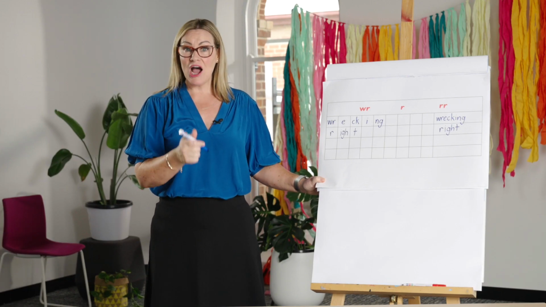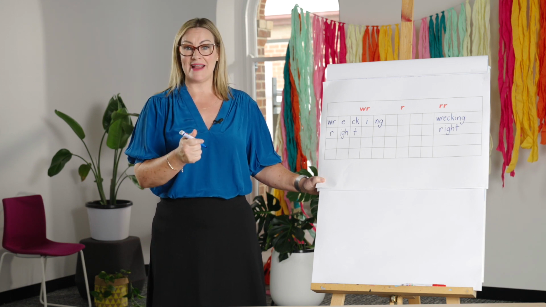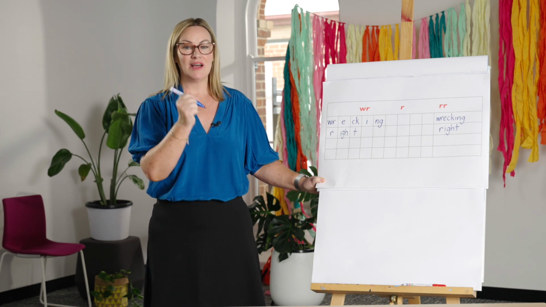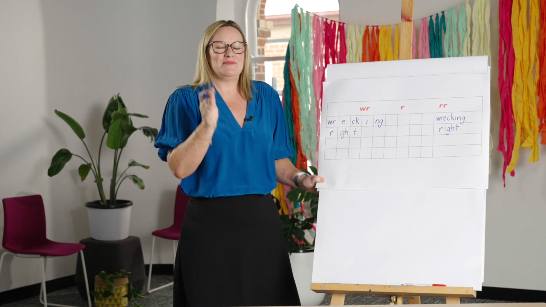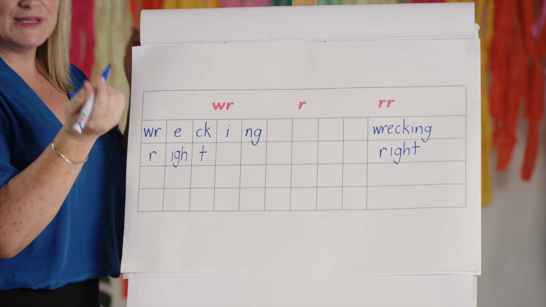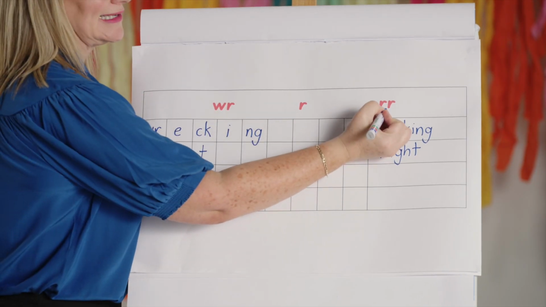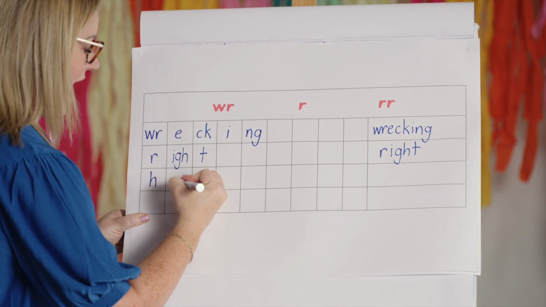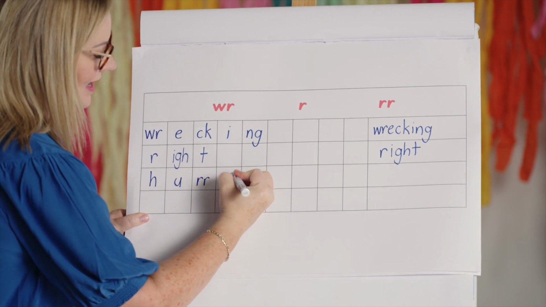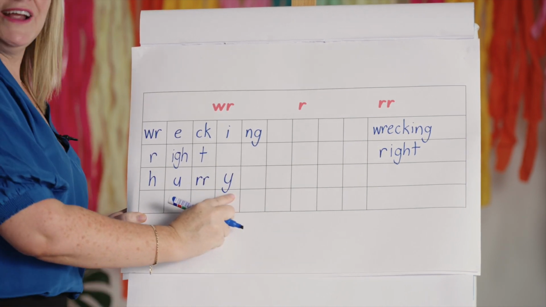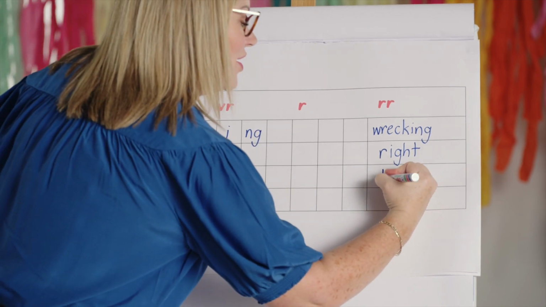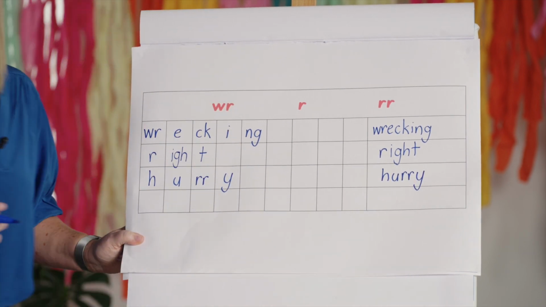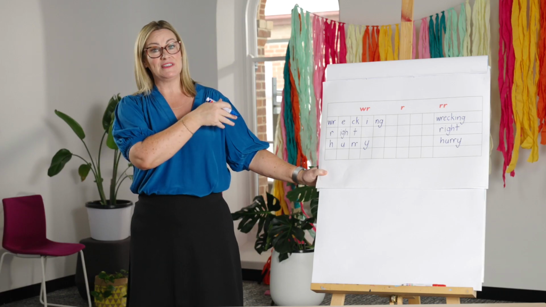Next word, hurry. Repeat it. Hurry. Now I'm not saying hurry. I'm saying hurry. Need to keep that vowel short. What do I do if I need to keep that vowel short? This one. Ready? Let's go. Word is hurry. Please write. Hurry. Excellent.